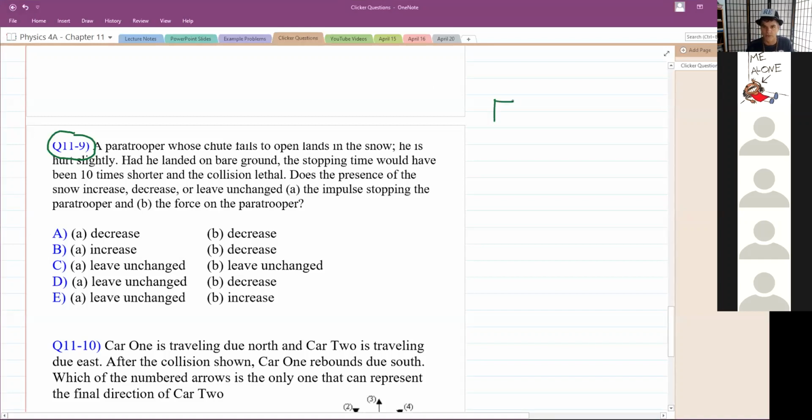So, you know, you've got a paratrooper, obviously looks like a box, and they're falling. They are about to hit the ground, and they can either hit the bare ground or let's say there's a bunch of snow on the ground. The question is, how does the presence of the snow affect the impulse acting on the paratrooper? How does it affect the force on the paratrooper? So take 30 seconds. What do you think about that?